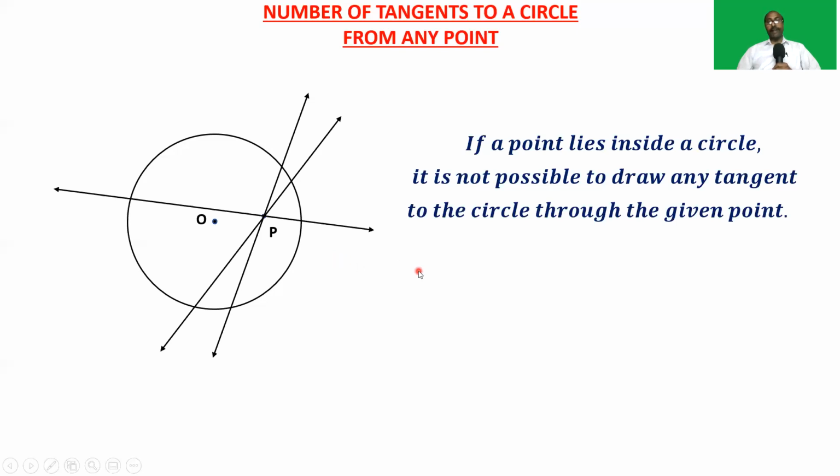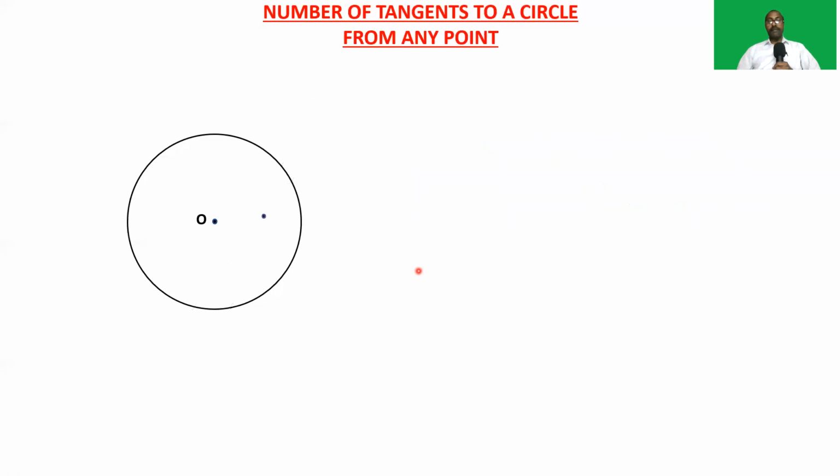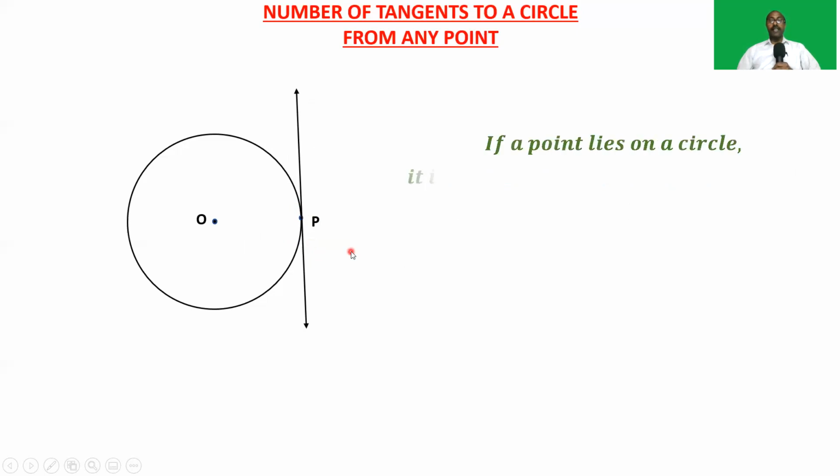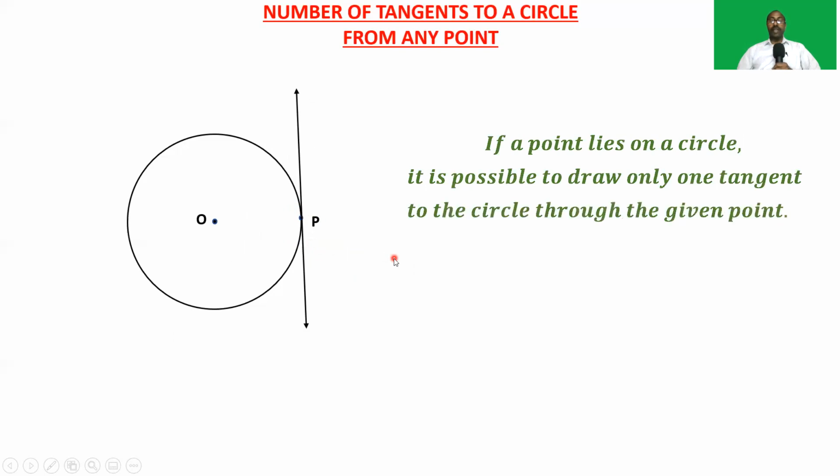And the second position is the point may lie on the circle, like this. Now P lies on the circle. Now we can draw only one tangent through the point P. That is, if a point lies on a circle, it is possible to draw only one tangent to the circle through the given point.